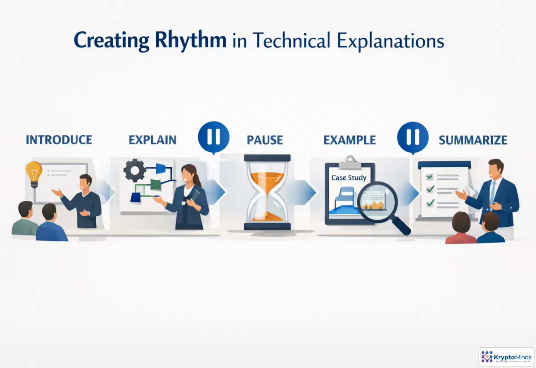Good technical explanations have a rhythm learners can trust. First, name the idea. Then explain just enough to make it meaningful. Pause so people can process. Use an example to make the concept concrete. Then pause again or check for understanding. Finally, summarize the takeaway. This pattern keeps complex material from becoming a continuous stream of information, and it helps you sound calm, intentional, and in control.